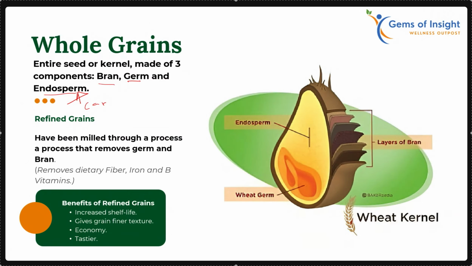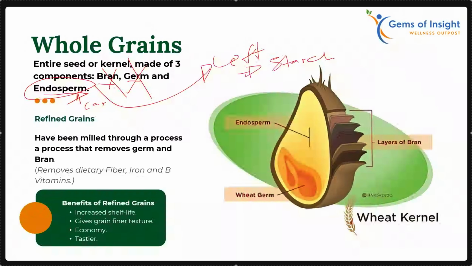In refined grains, what normally happens is the bran is removed and also the germ is removed. So what are you left with? Endosperm. That is what is left. And in the endosperm, what have we seen? The endosperm is where the grain stores its food in form of starch. This is where the grain stores its food in form of starch.